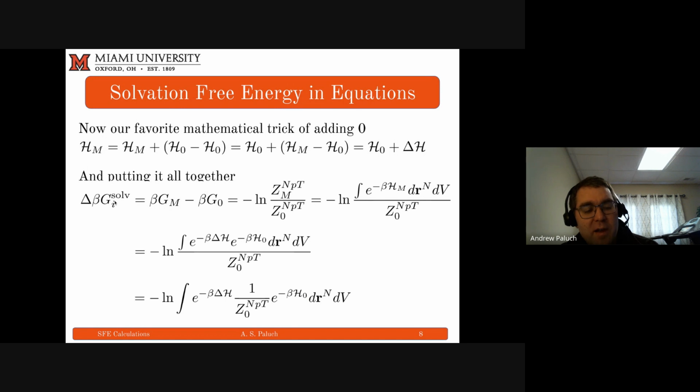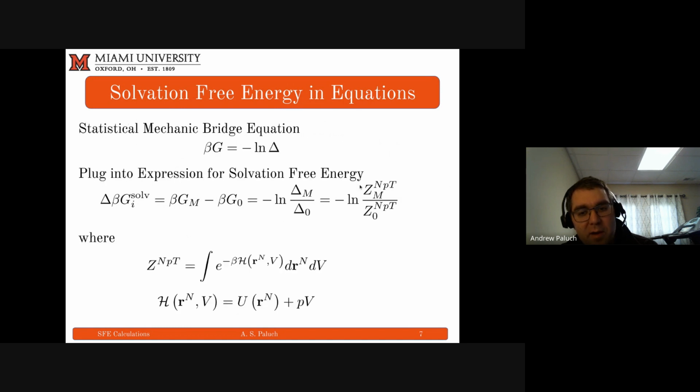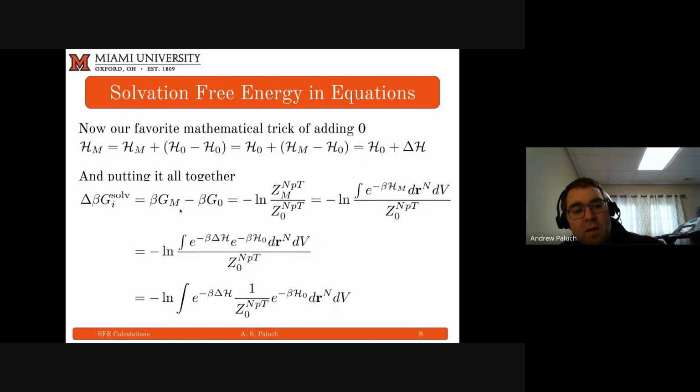So if I put it all together now, here's the Hamiltonian of state M. I'm going to plug that into my definition of my configurational integral up there in state N. So, putting it all together, my solvation free energy, we said, was the negative log ratio of configurational integrals of my target relative to my reference state. For my reference state, I'm just going to keep it as Z naught for now. But for my target state, I'm going to start by plugging in e to the negative beta, here's the Hamiltonian of my target state, integrating over all position and volume space.